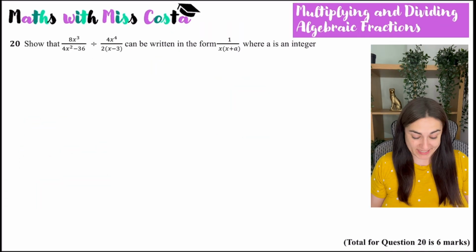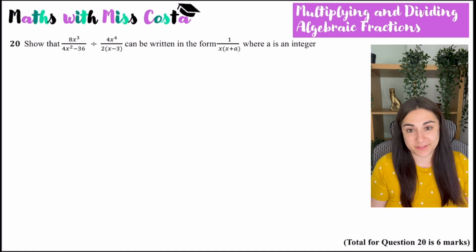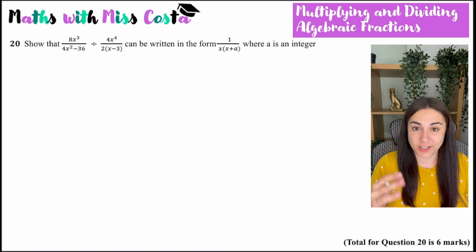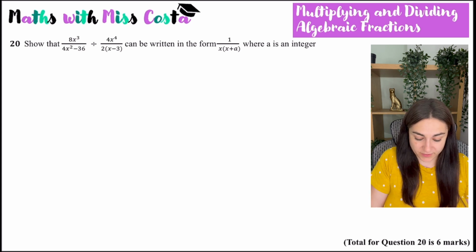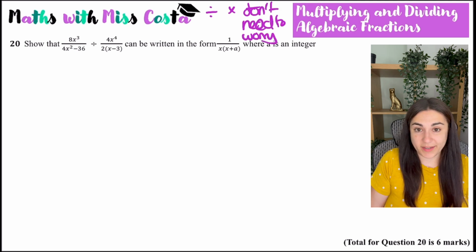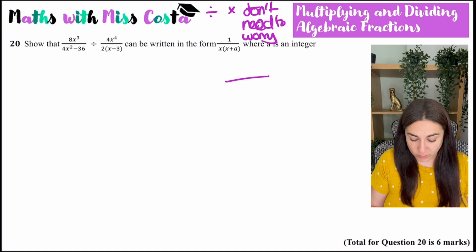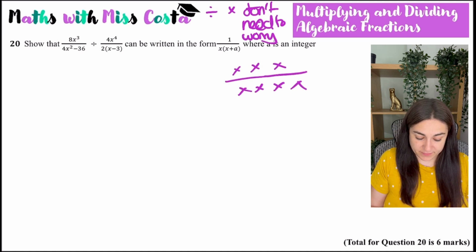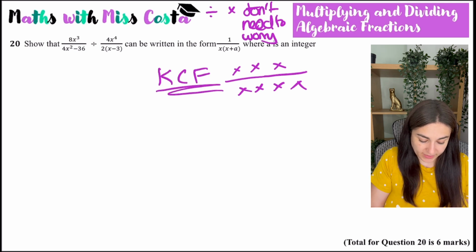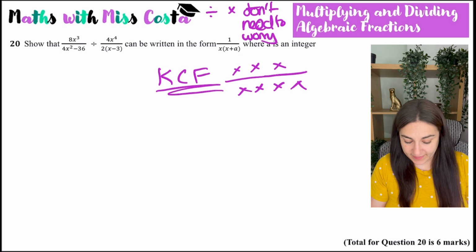Okay, so next up is another slightly tricky algebraic fraction one. This time it's division. With adding and subtracting, you need the same denominator. With division and multiplying, you don't need to worry about denominators. For multiplication, you just multiply the numerators together and the denominators together. And for division, you remember keep, change, flip, and that's it. So show that this can be written in that form.